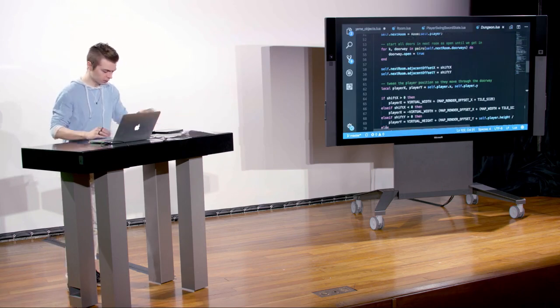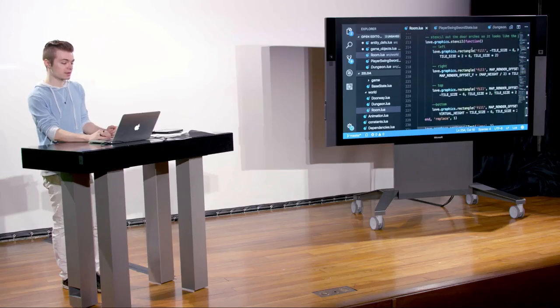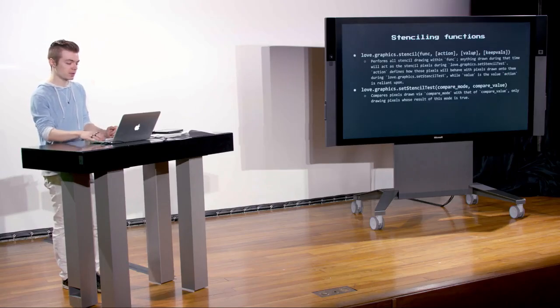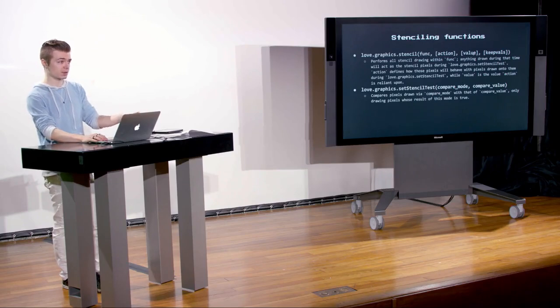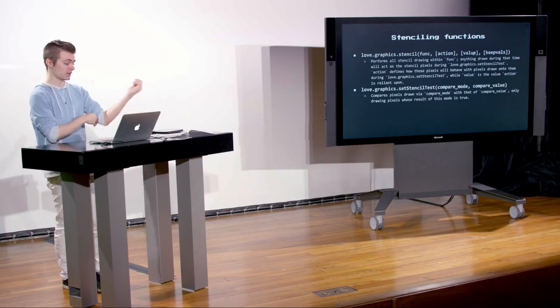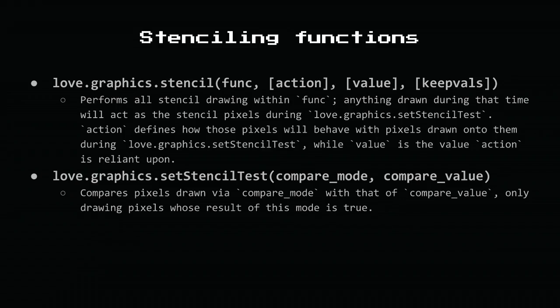It was in the room class, sorry, down here at the bottom. So lines 213 to 229, recall, there's a stencil function. The couple of functions in particular that you need to use are love.graphics.stencil, which draws the stencils, and then love.graphics.setStencilTest, which compares the stencil values to some value and draws them whether or not that condition is true.